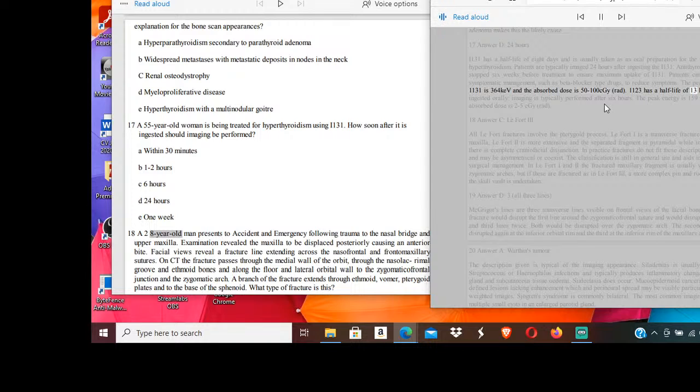I-123 has a half-life of 13 hours and is ingested orally. Imaging is typically performed after 6 hours. The peak energy is 159 keV, and the absorbed dose is 2 to 5 cGy (rad).